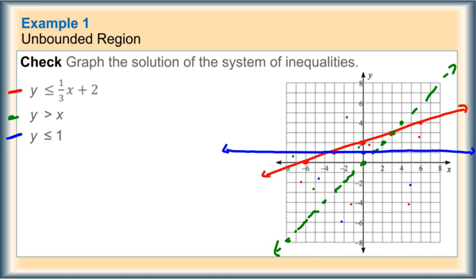So which one has all three colors in it? The only part that has all three colors in it would be this piece right here. So it's underneath the red, underneath the blue, but above the green.